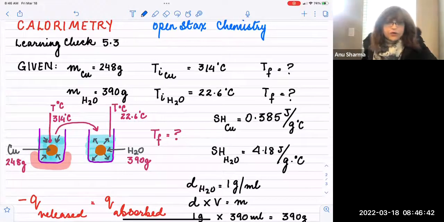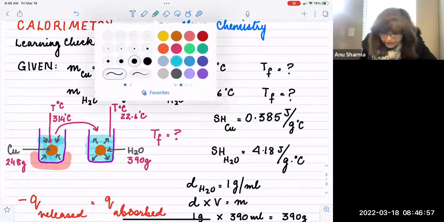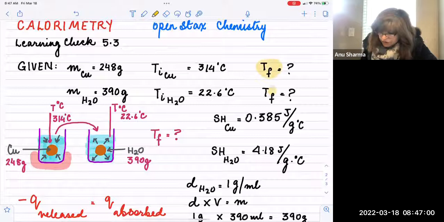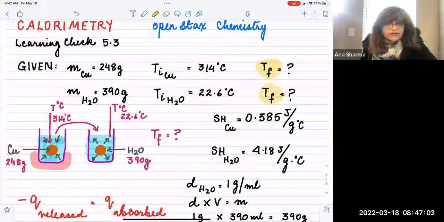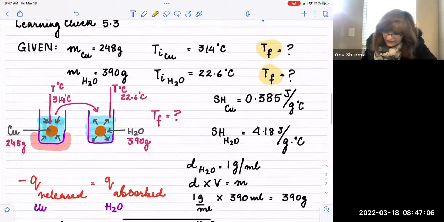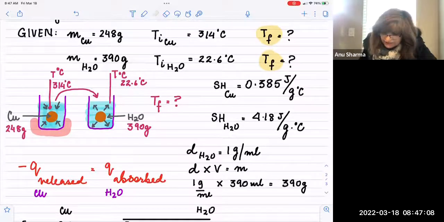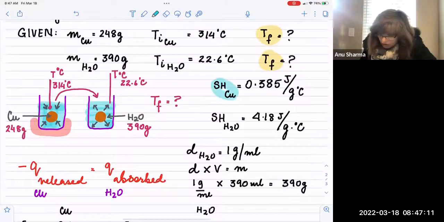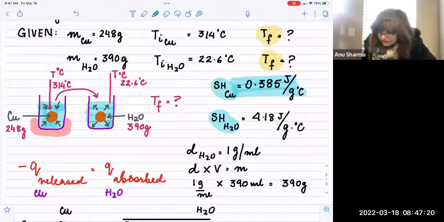We are given the mass of copper and the initial temperature of copper, and we are given the volume of water and the initial temperature of water, and we are being asked to find the final temperature. The final temperature of the water and the copper is going to be the same. Another thing that will be given to you is the specific heat of copper and the specific heat of water. This is known. For copper it is 0.385 joules per gram degree Celsius, and for water it is 4.18 joules per gram degree Celsius.